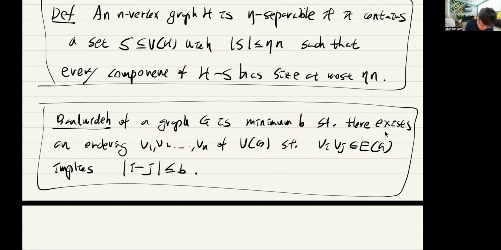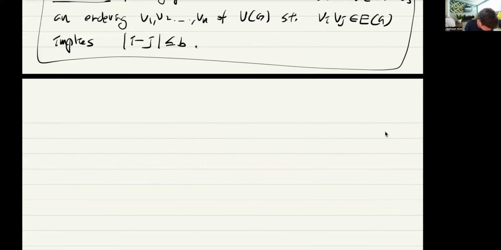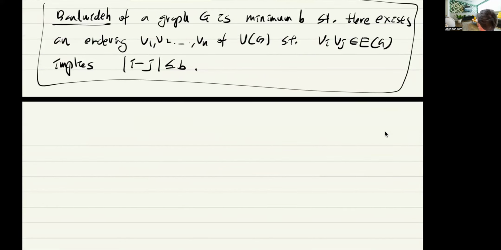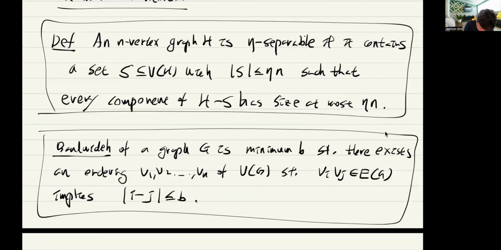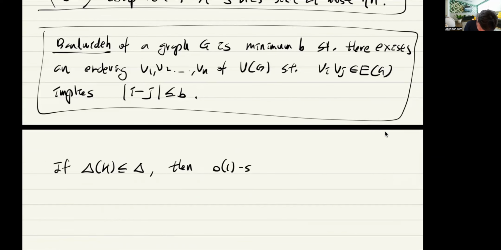So both concepts are loosely equivalent for bounded maximum degree graphs. If your graph has bounded maximum degree, then small separability, little-o of n separability, implies little-o of n bandwidth.